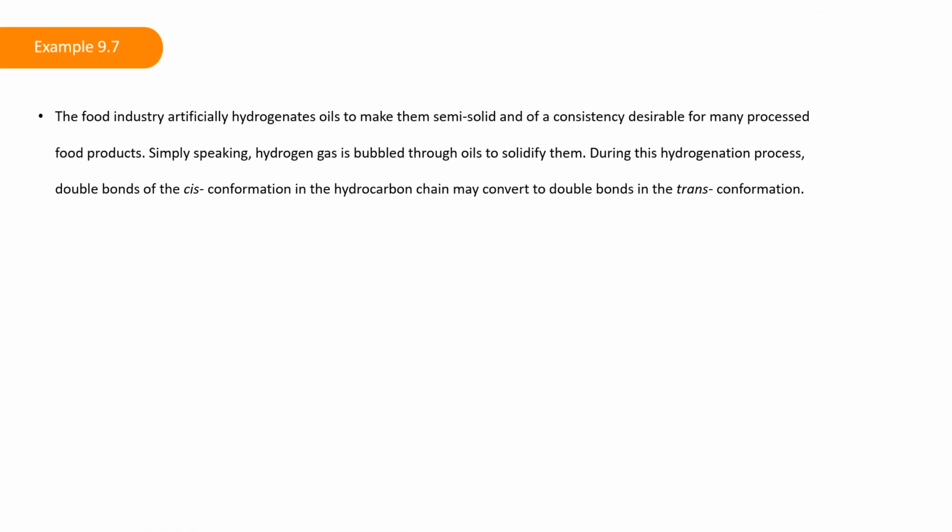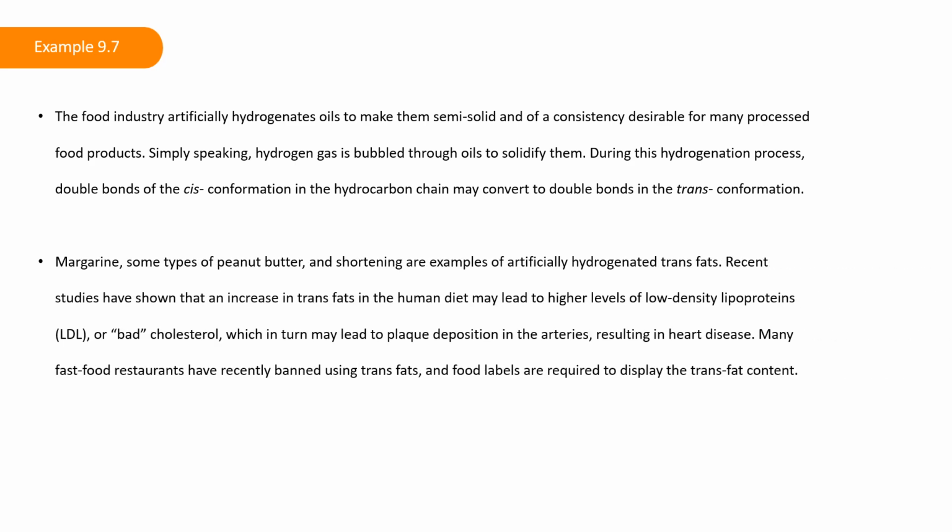The food industry artificially hydrogenates oils to make them semi-solid and of a consistency desirable for many processed food products. Simply speaking, hydrogen gas is bubbled through oils to solidify them. During this hydrogenation process, double bonds of the cis conformation in the hydrocarbon chain may convert to double bonds in the trans conformation. Margarine, some types of peanut butter, and shortening are examples of artificially hydrogenated trans fats.